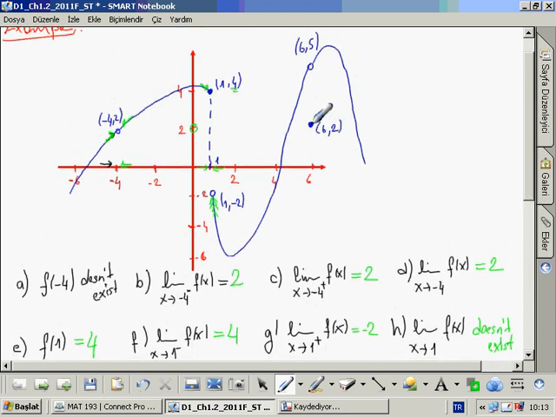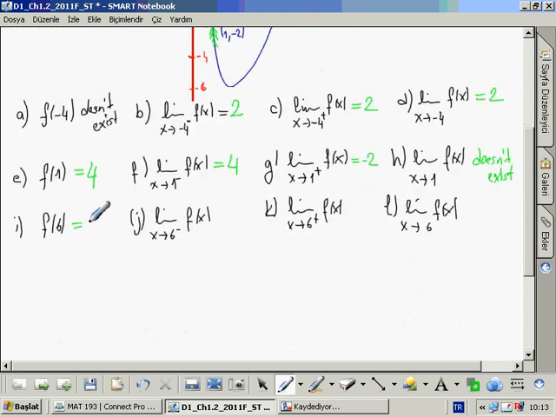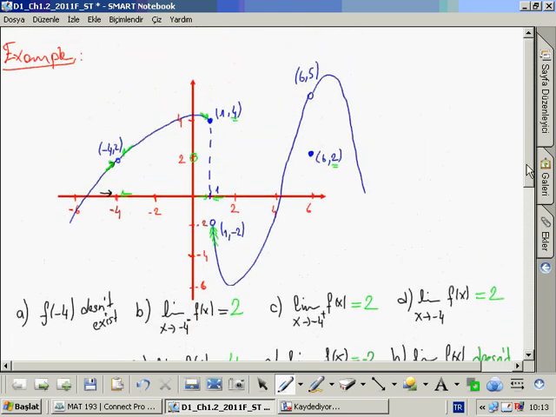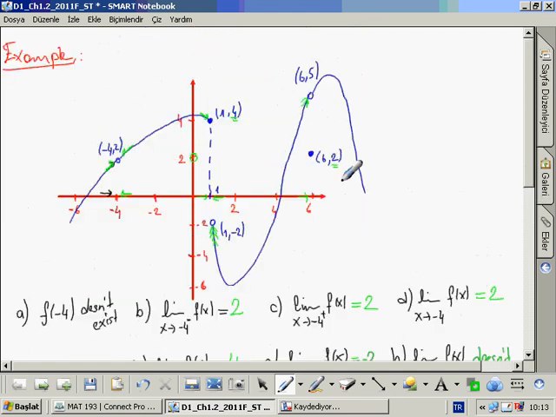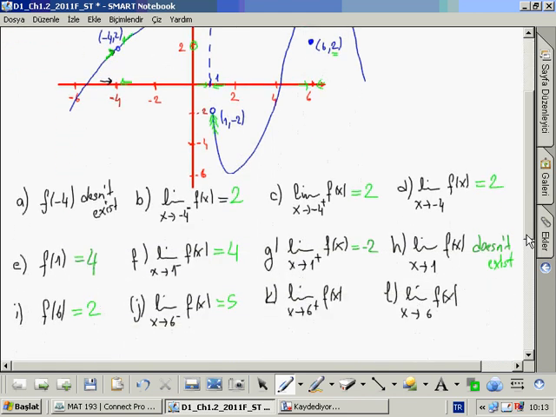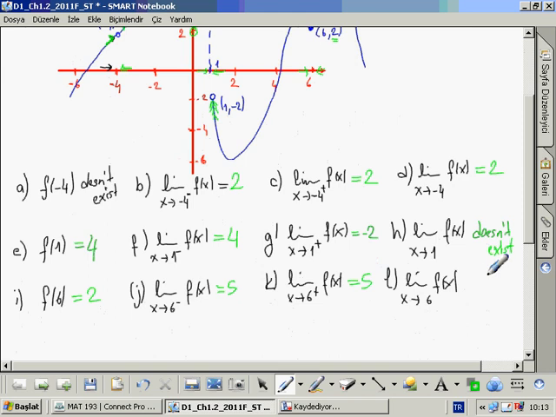And the last part of the question was f of 6. f of 6 equals 2, as you see, and when you approach the point 6 from the left hand side, your limit will be 5, and when you approach 6 from the right hand side, your limit will be 5 again, and the normal limit will be 5.